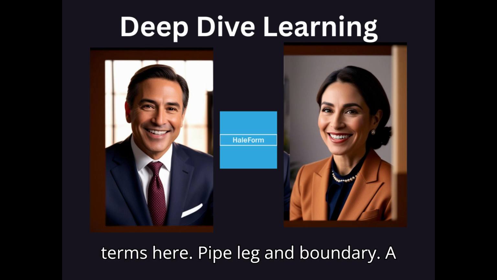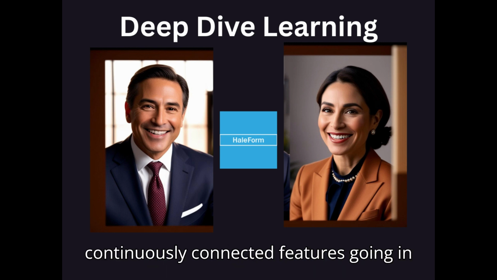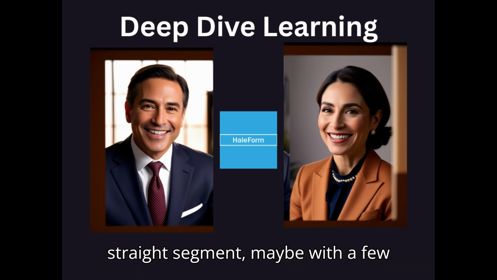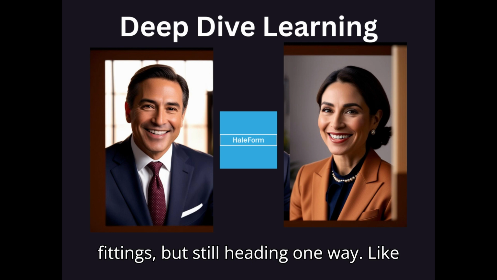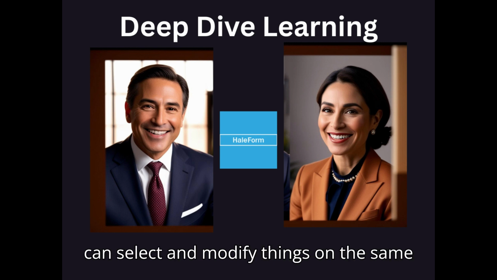Okay, two more terms here. Pipe leg and boundary. A pipe leg is basically a set of continuously connected features going in the same general direction, like a straight segment, maybe with a few fittings, but still heading one way. Like a section of the run? Kind of, yeah. You can select and modify things on the same leg.